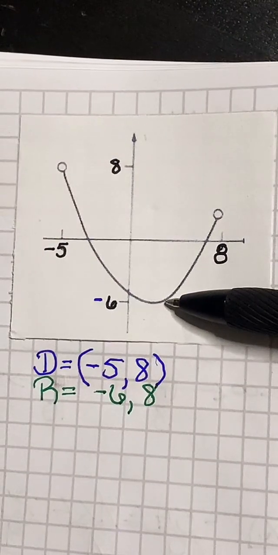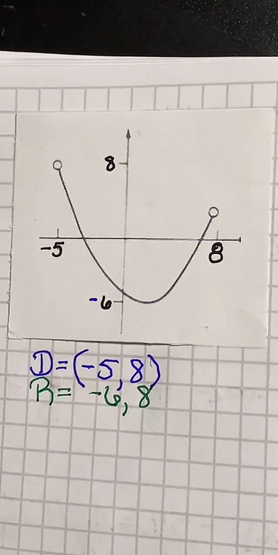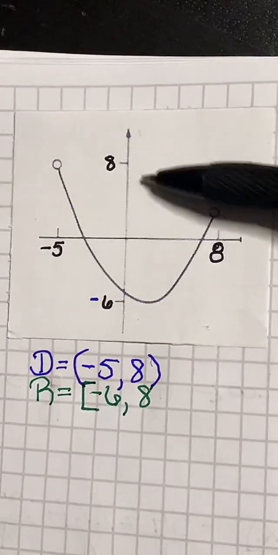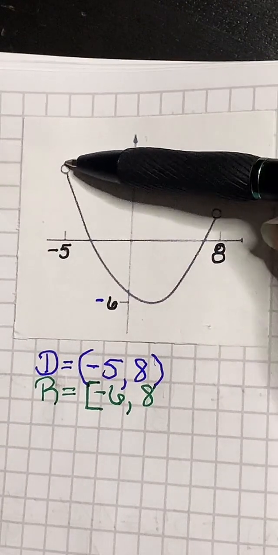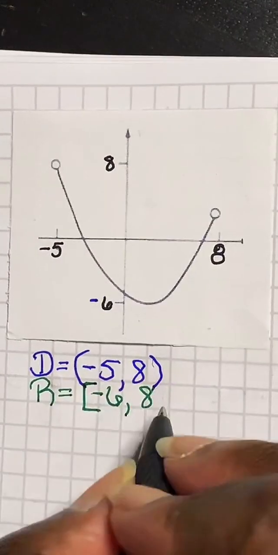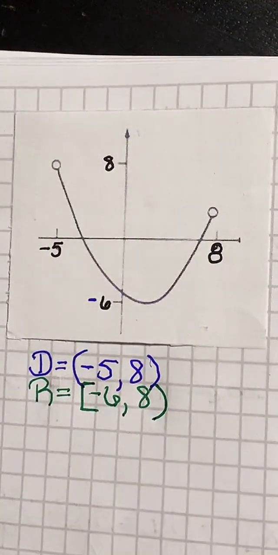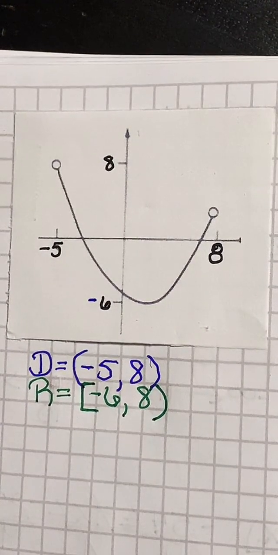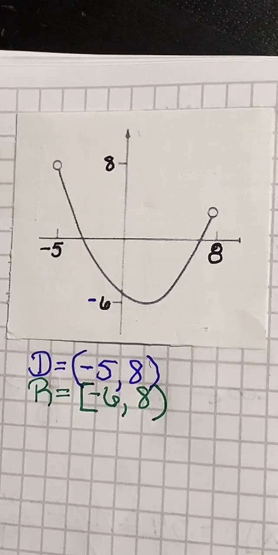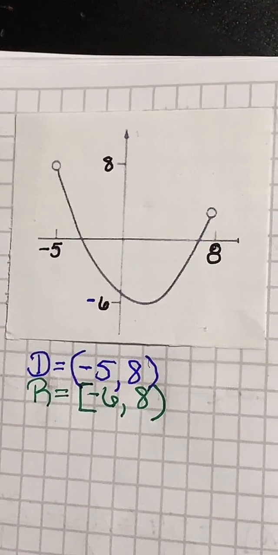But since there's no circle, no breakage whatsoever down here at the negative 6, that means it's including that negative 6. But at 8, it's an open circle. Okay, so it's not stopping here. So that means it's a parenthesis. Just testing me? Okay. All right. Good. Is included. Okay. All right.